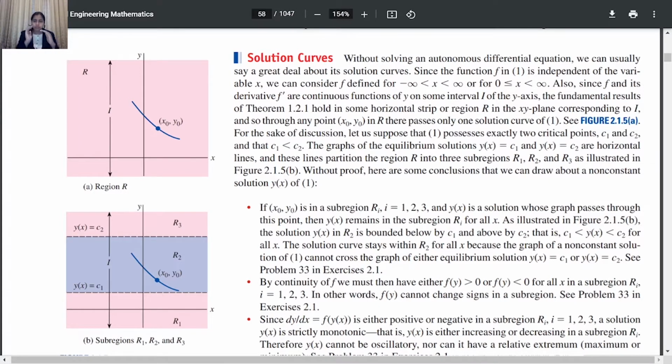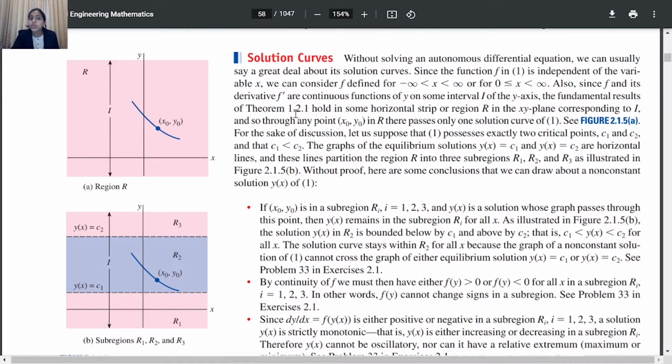The other thing that we have to keep in mind is that since the function f and its derivative are continuous on some interval, by the theorem that we have stated, there will exist a unique solution, right? So we can always find a region where, for a corresponding point, the solution passes only once, or only one solution curve passes through that particular point. Since we are considering functions which are differentiable, they are continuous also, so we can easily apply the theorem.